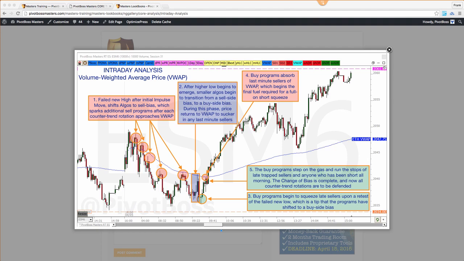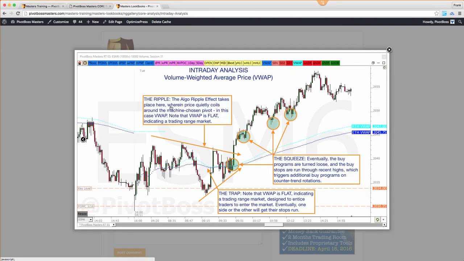Are new participants that are defending that trend getting paid? If not, you could see a huge squeeze in the opposite direction. So this was just a little something here to kind of show what happens around here at these key levels. So this is volume weighted average price with regards to the ripple, the algo ripple effect.